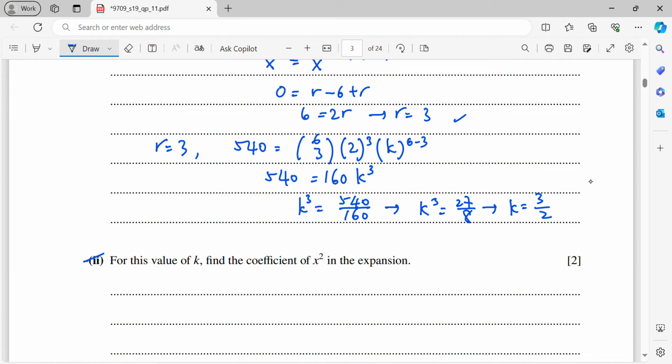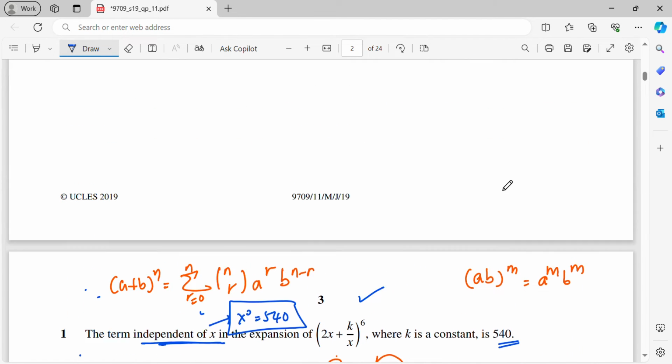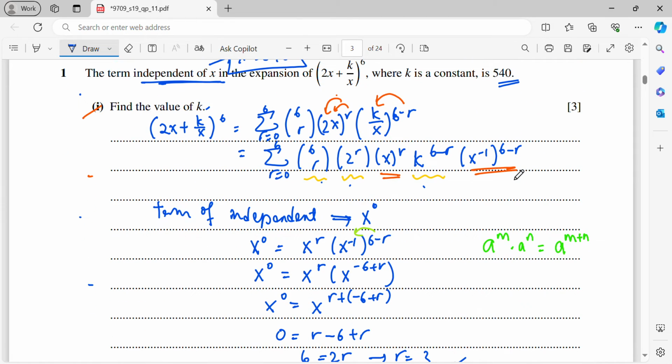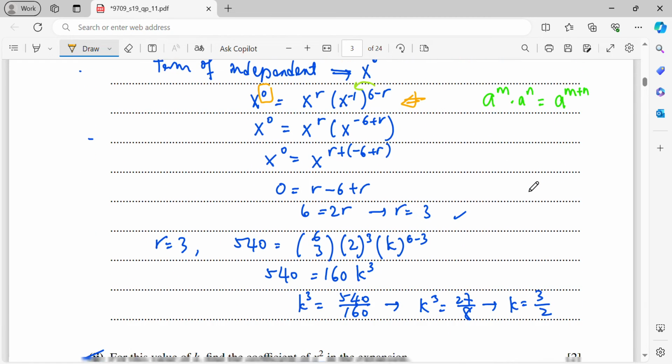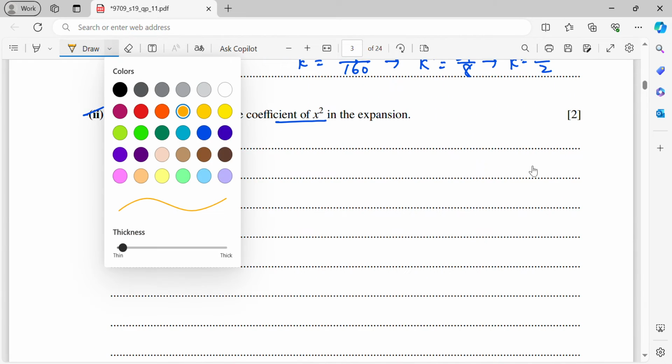Okay, now part 2. For this value of k, find the coefficient of x squared. Now for this case, I will just refer to x squared, which means that now I need to find out the r. Again, repeat this step, but change this 0 to 2.